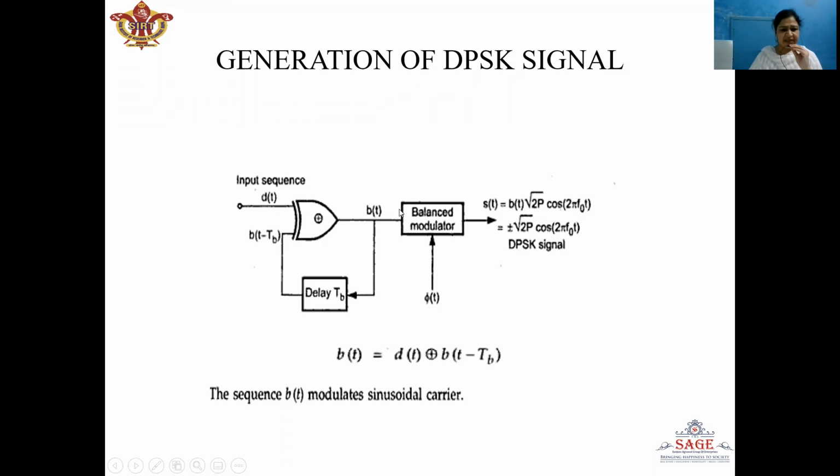The sequence BT will modulate the sinusoidal carrier. So here we can see that in the balanced modulator, one of the inputs is the message signal, whereas the other input is the carrier signal. The output is given by BT root 2P cos 2 pi f naught t, where BT will have value either plus or minus 1 depending upon the input 1 or 0. So the DPSK signal is represented by plus minus root 2P cos 2 pi f naught t.